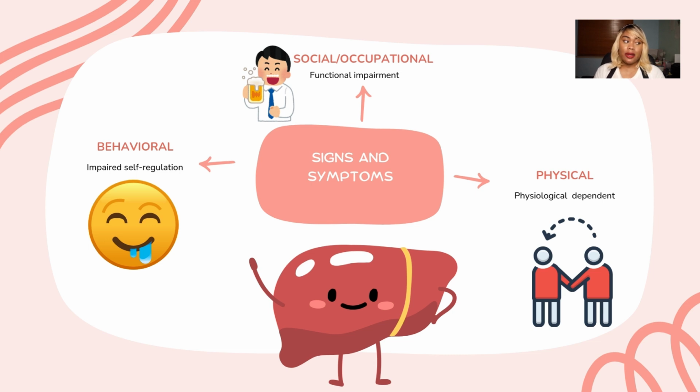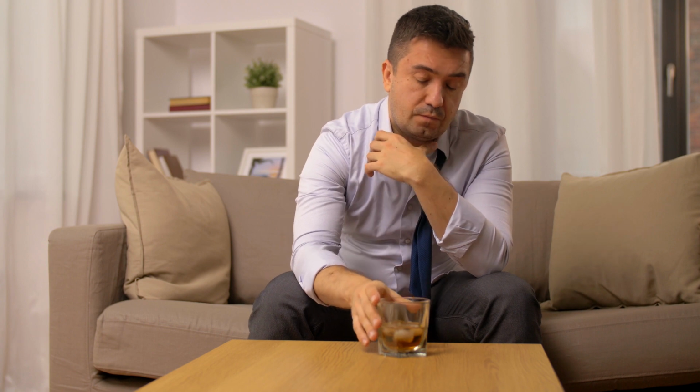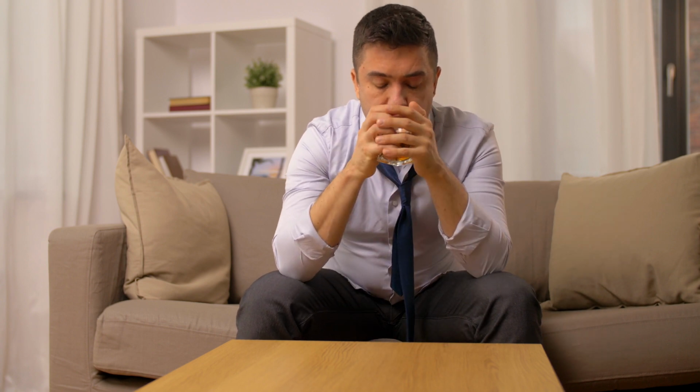Now, physically, we want to know about their tolerance. Do they keep needing an increased dosage of alcohol, or do they increasingly need more and more alcohol? Do they have withdrawal symptoms? Do they have any tremors, any nausea, any anxiety when they stop drinking? And basically, we want to look at their physiological dependence.